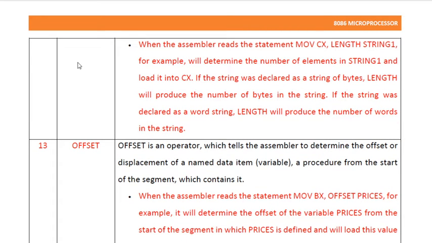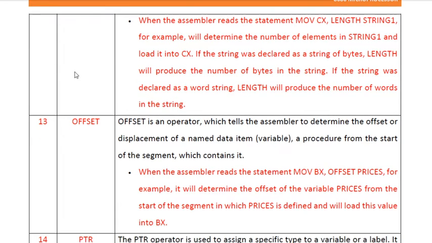Let us try to understand the purpose of length with the help of a very simple example. Here I have written a statement: MOV CX, LENGTH string1. Now this length here will determine the number of elements that are present in the variable string1 irrespective of the type of string1. So again I am repeating it, it will be irrespective of the type of string1. So whether it's of type double, word, or byte, it will determine the number of elements that are present in string1.